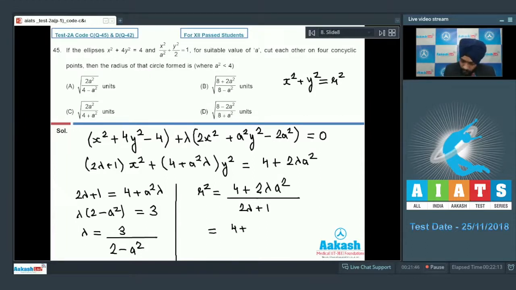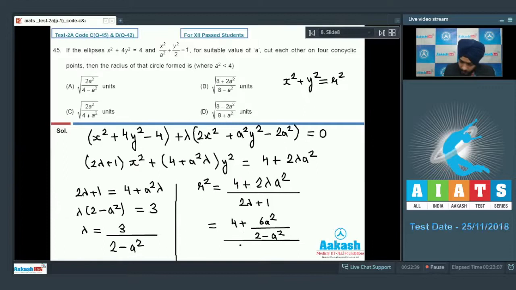The whole answer will be in the terms of a. 4 plus 2 lambda a square, so 6 a square upon 2 minus a square, whole divided by 2 lambda plus 1. So 6 upon 2 minus a square plus 1. So 2 minus a square will be cancelled obviously. This will be 8 plus 2a square upon 8 minus a square. So r square is 8 plus 2a square upon 8 minus a square. Obviously r will be root of the same expression. Option number B is correct.